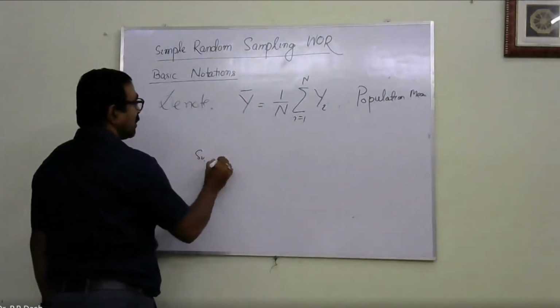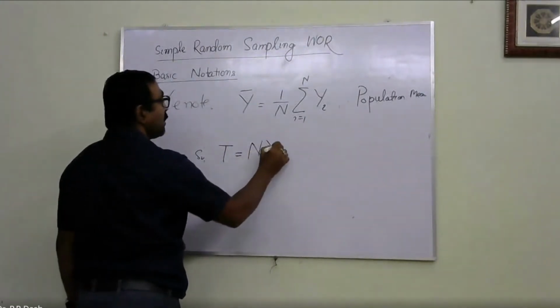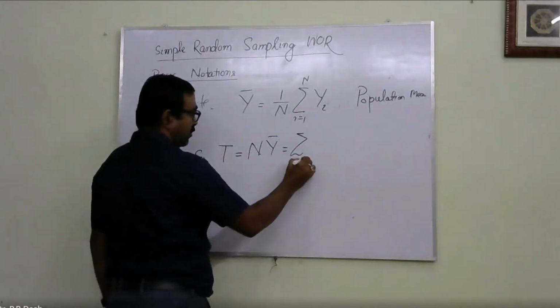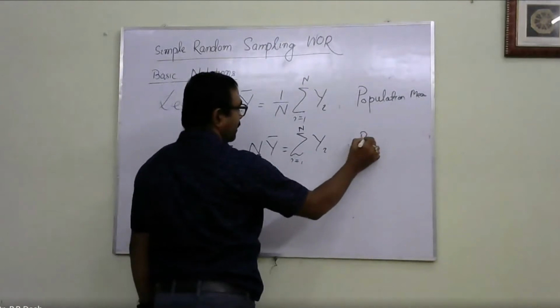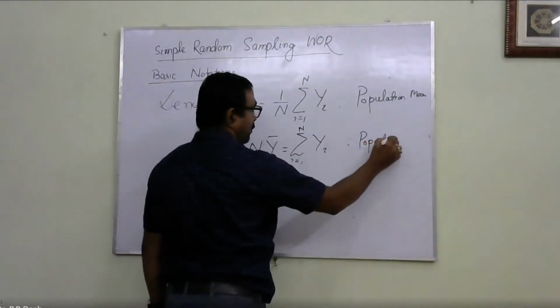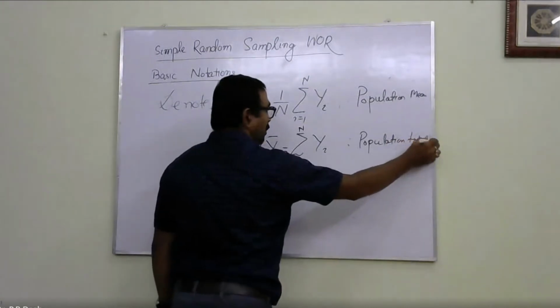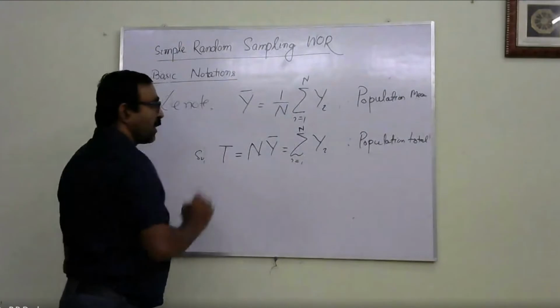So T equal to N into Y bar, that is equal to summation i equal to 1 to N, Yi. This is the population total. This is the total of the Y values for all the units of the population.